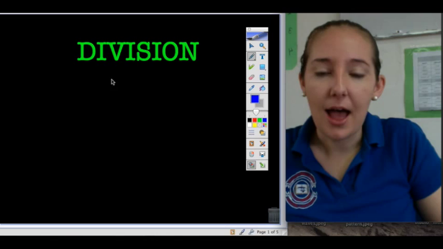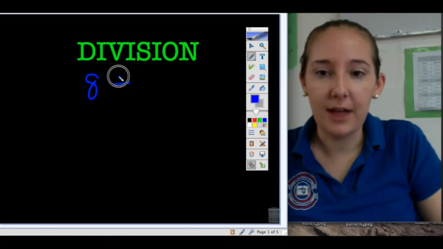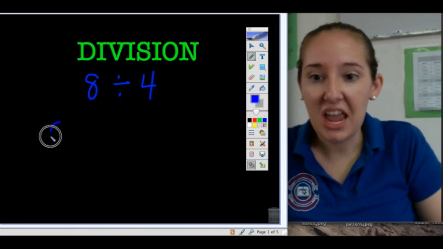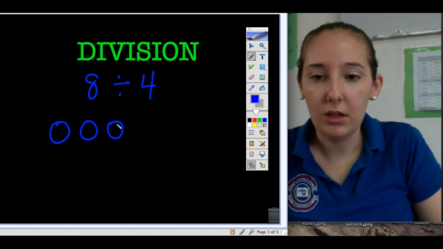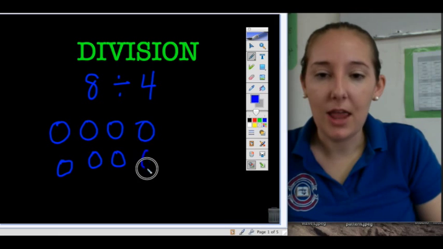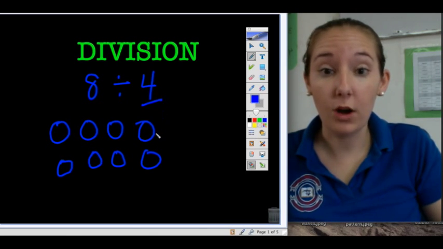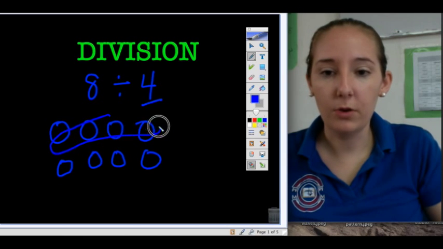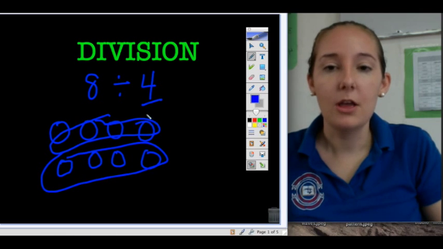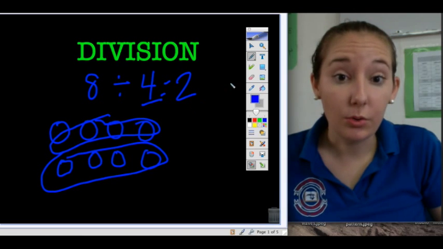Okay, so if I have the number 8 divided by 4, that means I am going to have 8 of something. Let's say 8 circles. 1, 2, 3, 4, 5, 6, 7, 8. And I want to break it up into groups of 4. So here's one group of 4, and here is 2 groups of 4. So that means 8 divided by 4 would be 2.